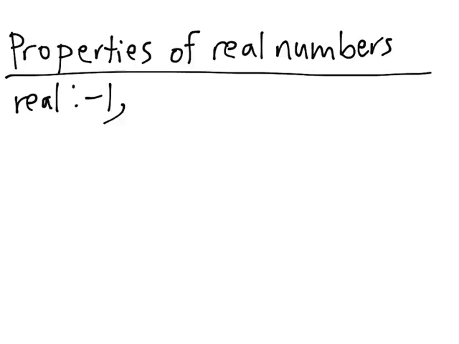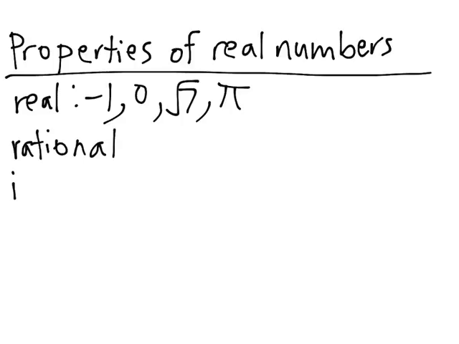-1 is a real number, 0 is a real number, square root of 7 is a real number, even pi is a real number. Now let's distinguish between two different kinds of real numbers. Some real numbers are what's called rational, and some are irrational. What it means for a number to be rational is that it can be written as the quotient or a fraction of two integers.